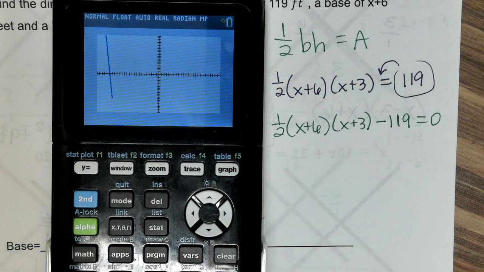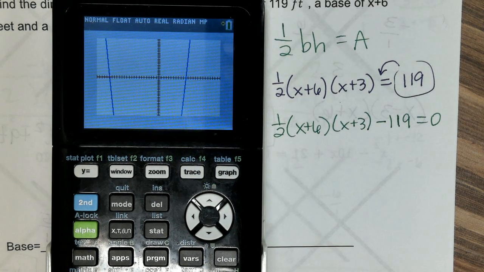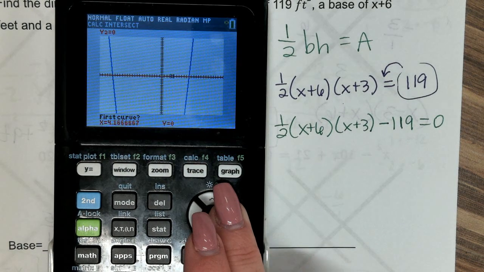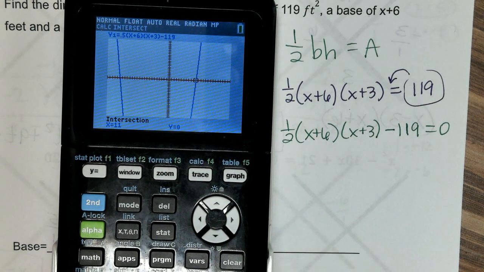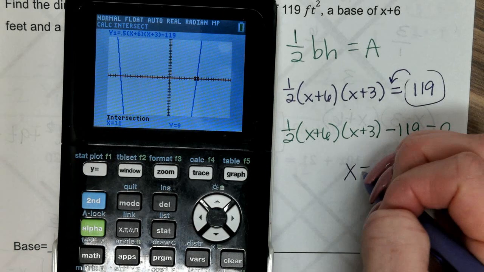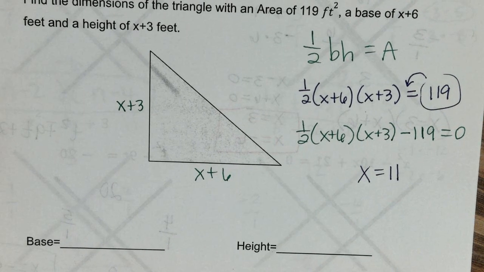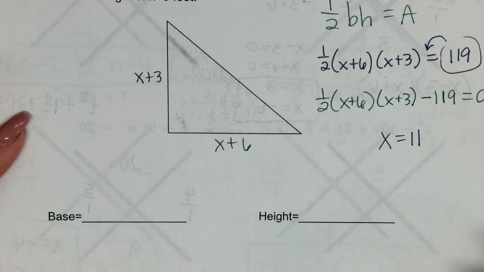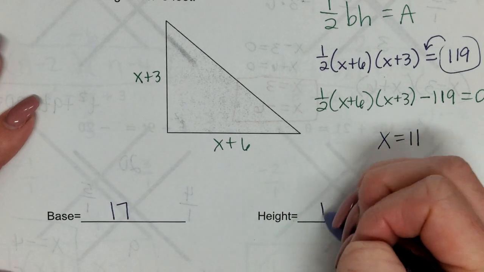How many answers am I going to have on the graph? 2. But which answer do I use? The positive. Because we're talking about measurement. What is the value of x? 11. Questions? All right, what is the base if it's x plus 6? 17. 11 plus 6 is 17. What is the height if it's x plus 3? 14.